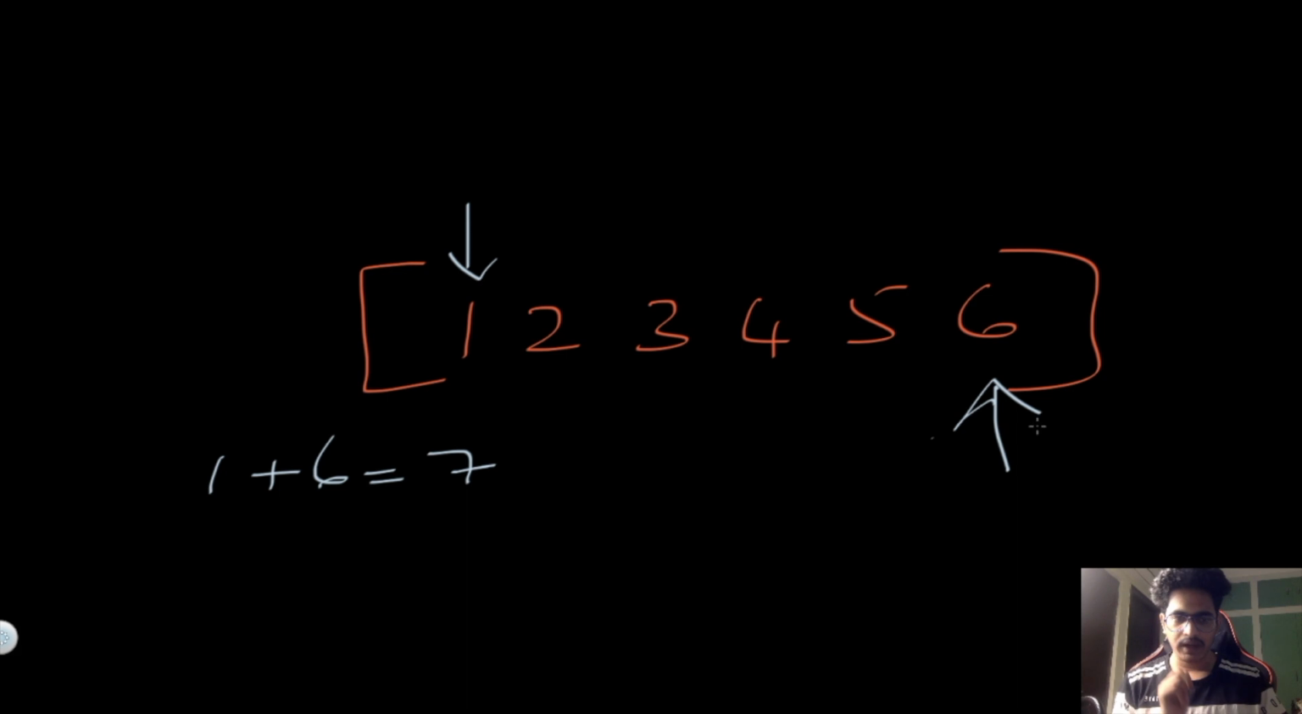We'll compare it with the given value. Suppose our given value is 5. Since 7 is greater than 5, we have to decrease this particular sum. The essence of this problem is that we have to reduce the sum. If we move the first pointer to the right side, the sum will increase. If we move the second pointer to the left side, our sum will decrease. So here we should decrease our sum from 7 to less than 7, hence we'll move our second pointer to here.